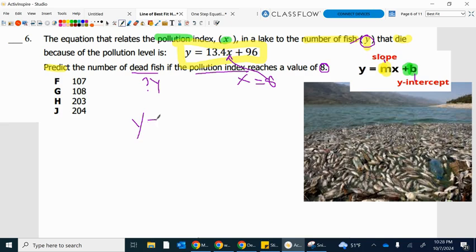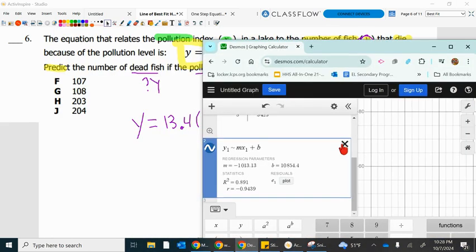I copy Y equals 13.4. Where I see X, I'm going to put parentheses. Inside the parentheses, I'll put the number 8, plus 96. Then you could type this exactly the way it looks into Desmos. Oops, now I lost my answer. Where did it go? Oh well, I'll just show you how it looks.